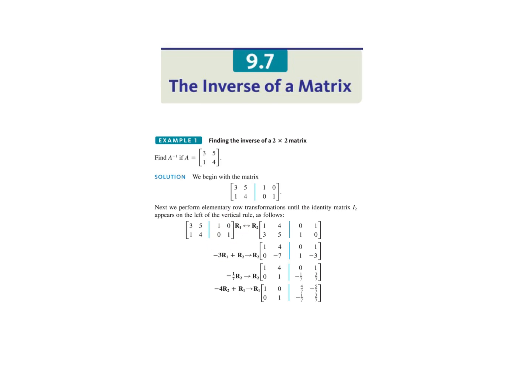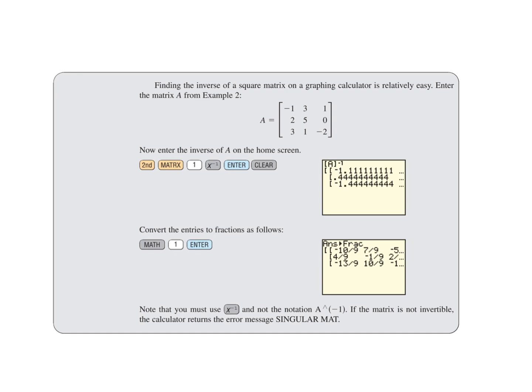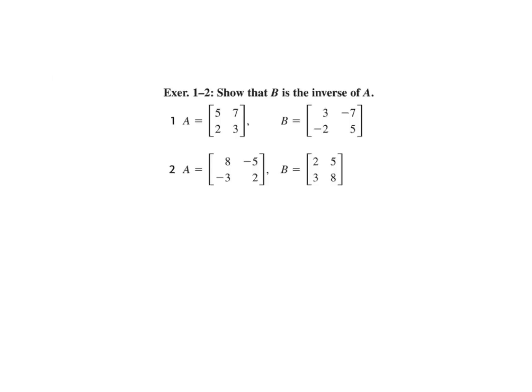Okay, so how do you find an inverse? How do you prove that something's an inverse of another? You multiply them together, and if your result is the identity matrix, then they are inverses of each other. You can scroll back to this page. This shows you how to use your calculator, but we're going to do it by hand at first. So let's show that these two are inverses of each other.